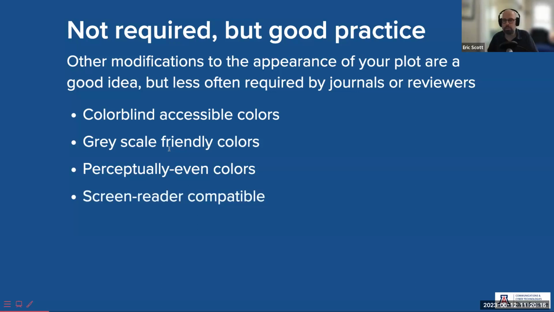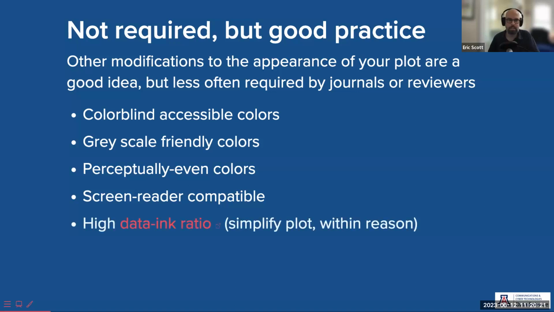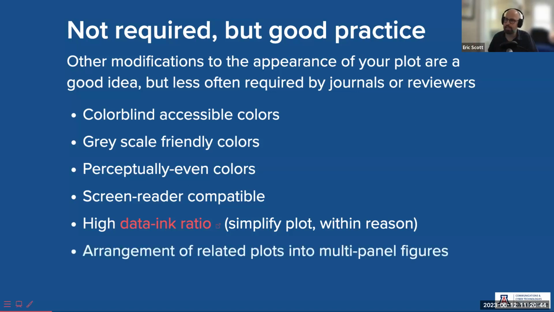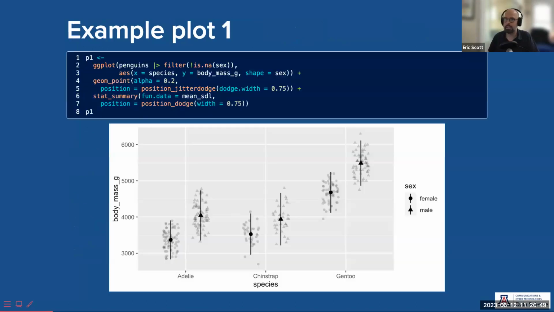Screen reader compatible. This is another thing that has to do with accessibility. High data ink ratio. This is the idea that you should simplify your plot within reason so that the important stuff is not drowned out by a bunch of extras. That is something we can do a lot with by adjusting the theme, getting rid of grid lines if they're not needed, or maybe changing the background color of the plot. And then, arranging the plots into multi-panel figures.